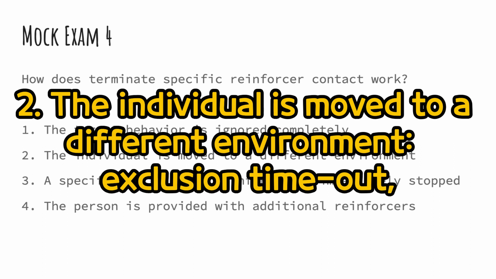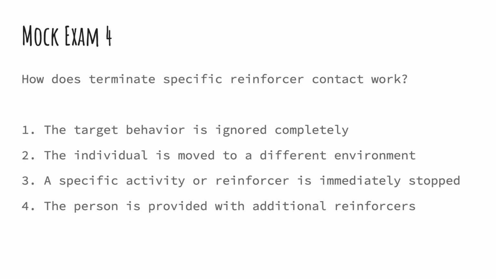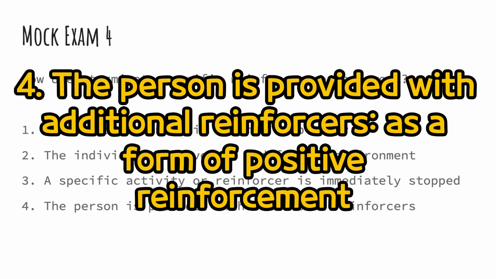2. The individual is moved to a different environment. This option refers to a method of implementing exclusion timeout, where the individual is physically separated from the current environment as a consequence for their behavior. It's not the same as terminating specific reinforcer contact, which involves stopping a particular activity or access to a reinforcer. 4. The person is provided with additional reinforcers.